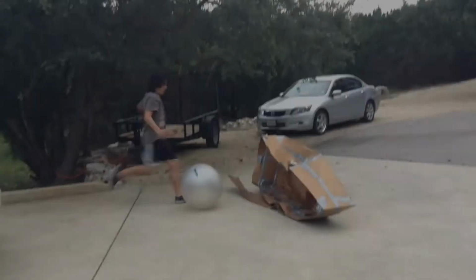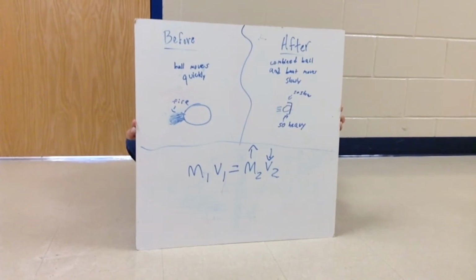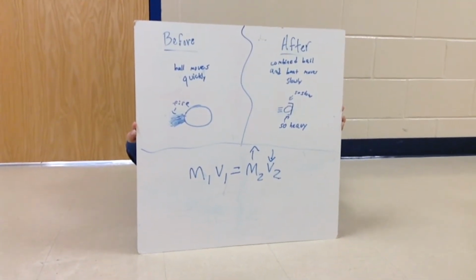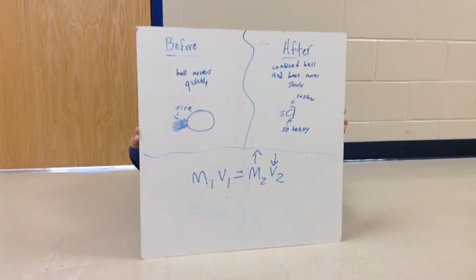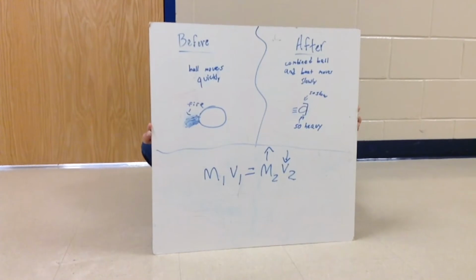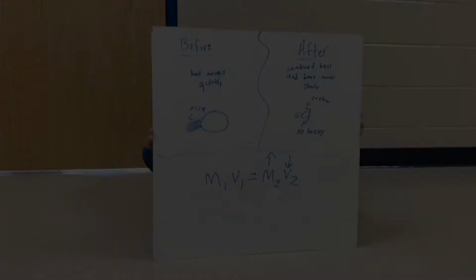Let's look at an example of an inelastic collision. Before, the ball moves very quickly, but after, the combined mass of the ball and the mote moves very slowly. This makes sense using the equation of conservation of momentum, which is m1v1 equals m2v2. As the mass goes up, the velocity must go down.